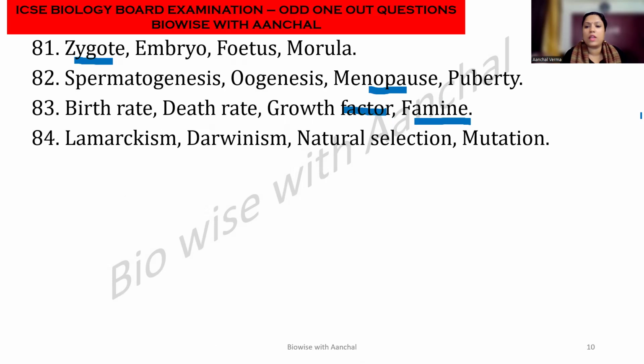Lamarckism, Darwinism, natural selection, and mutation. Now, Lamarckism, Darwinism, natural selection, they are all the theories of evolution. Mutation is not a theory of evolution. So, mutation is the odd one out.